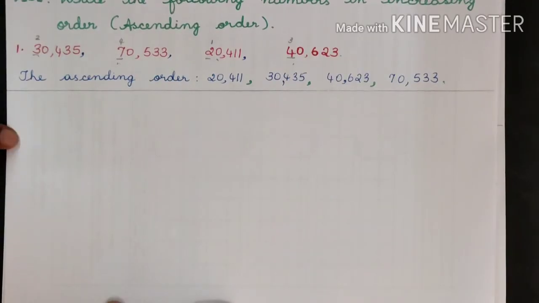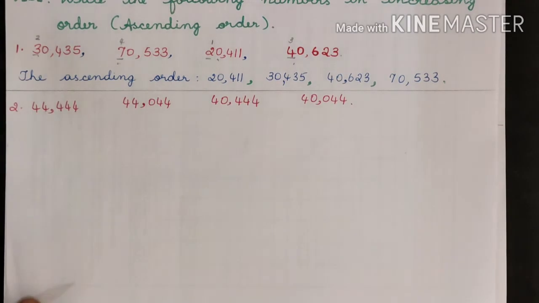Second question: 44,444, 44,044, 40,444 and 40,044. Oh my God, that number looks so confusing, isn't it? But it is not so confusing. Let us follow the method and make it easier.